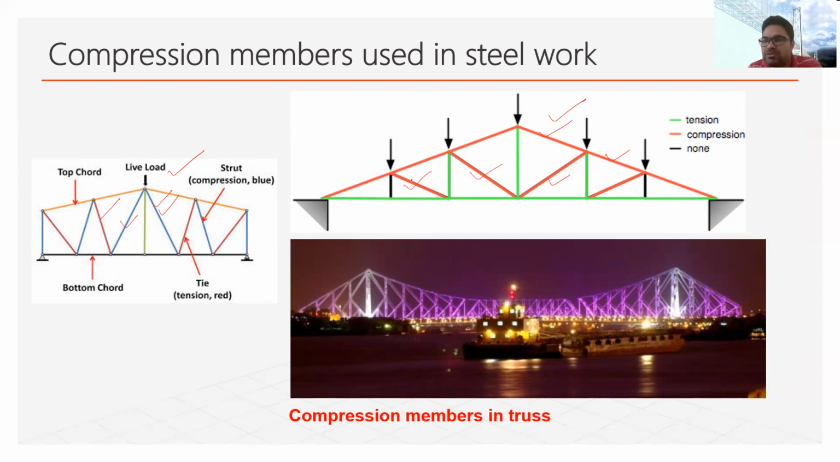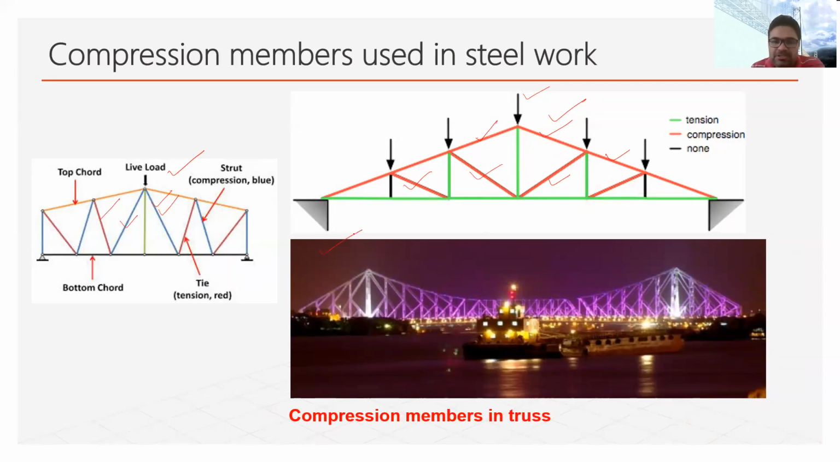Well, how do we find out whether a particular member is in compression or tension? Basically, we first analyze the truss with the application of whatever load is applied on the truss. We analyze the truss using methods like method of sections or method of joints. With those methods, we find the force in each and every member, and we can also determine whether the member is in compression or in tension. Once we get the force in the member, we decide which member is a compression member and which member will be designed as a tension member.